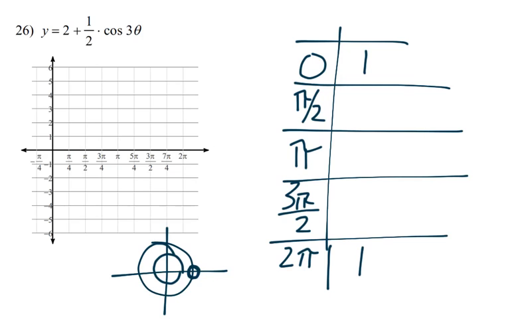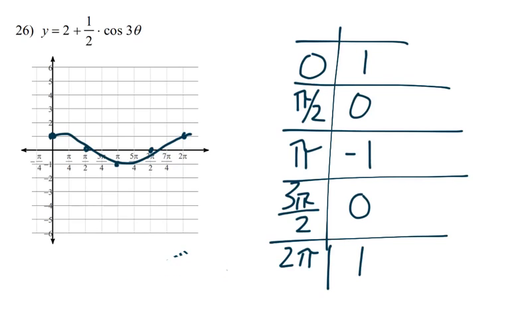Okay, our amplitude. Then when we get to 180, it's negative 1, and when we hit 90 and 270, they're both zeros. So I go 1, 0, negative 1, 0, 1. So there's our parent graph.